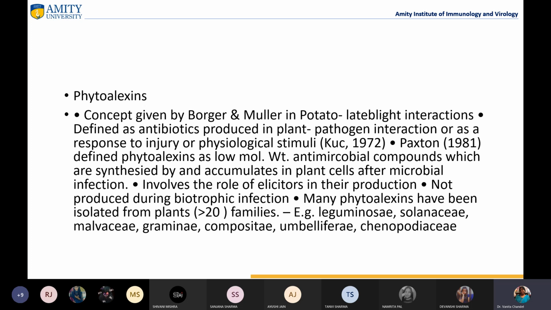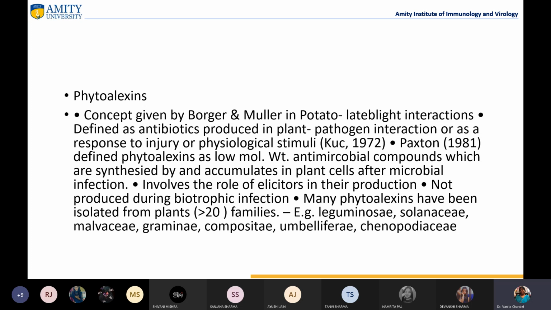Then we have phytoalexins. When people were studying potato late blight interactions, they defined these phytoalexins. They were defined as antibiotics which are produced in plant pathogen interactions, or maybe they are produced as a response to injury or physiological stimuli also. So phytoalexins were defined as low molecular weight antimicrobial compounds, and these compounds are usually synthesized by and accumulate in the plant cells after microbial infection. So these are basically released by the plant after the pathogen infects a particular plant.